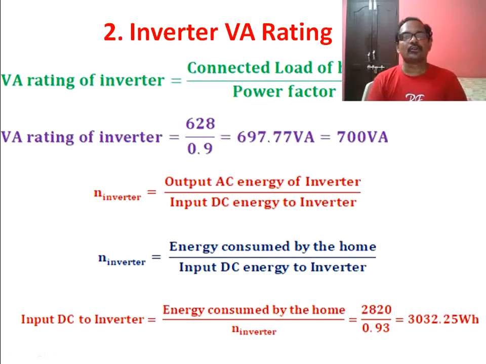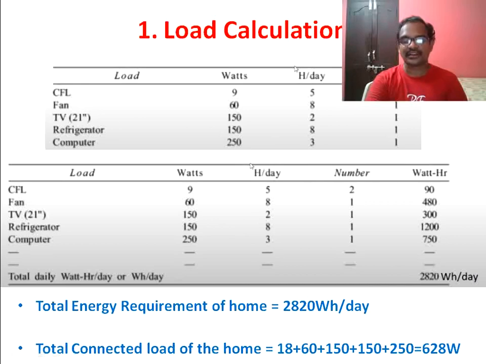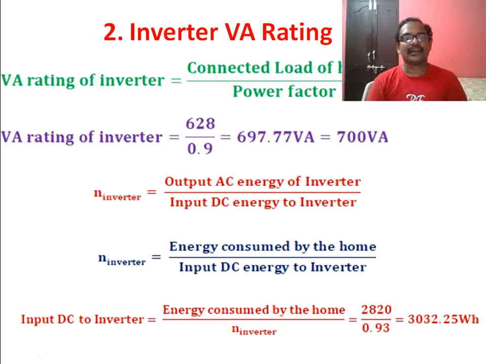What is the connected load of your home? 628 watts from the previous step. 628 watts is our connected load. And what is the power factor as mentioned in the problem? 0.9. So what is the inverter rating you require? 697.77 volt ampere. So you can choose 700 volt ampere rating inverter. This is it. It is about the inverter rating.